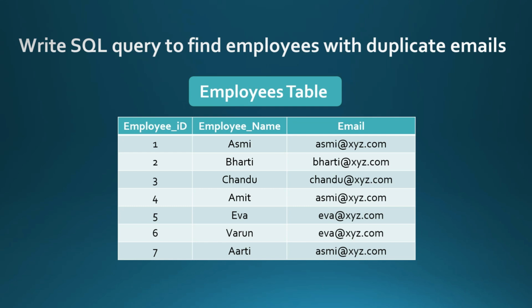So, let's start now. First of all, let's understand our data. So here we have this employee table where we have 3 columns: employee ID, from 1 to 7, employee name and the email. And in this table you can notice that we have some duplicate emails created. It could be by manual error. So the question is we have to write the SQL query to find the employees with these duplicate emails. There are different ways to solve the same query, so we'll see 5 different methods to solve this query.